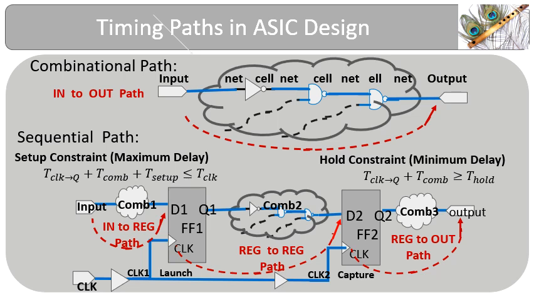The input to reg timing path starts from an input pad, passes through the combinational logic and ends at the input pin of the flip-flop. The reg to reg timing path starts from the flip-flop, passes through the combinational logic and ends at the next flip-flop input. This is the most timing critical path, and determines the maximum usable clock frequency.